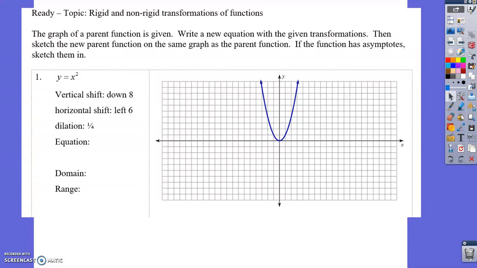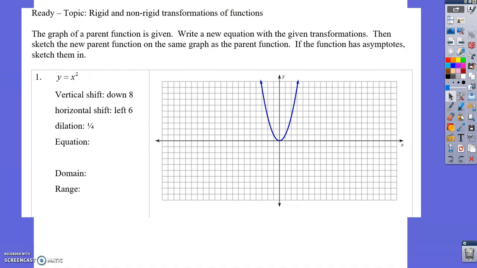Going to start with the 613 warm-up, so if you can go ahead and turn probably to page 2 or 3. We've got rigid and non-rigid transformations. Rigid would be the kind where you just shift horizontally and vertically. Dilation is a non-rigid transformation. So write a new equation with the given transformations, then sketch the new parent function on the same graph as the parent. Parent's already provided on every graph.